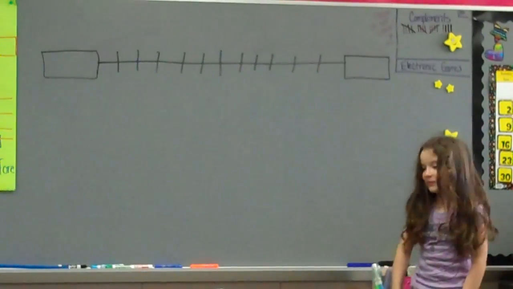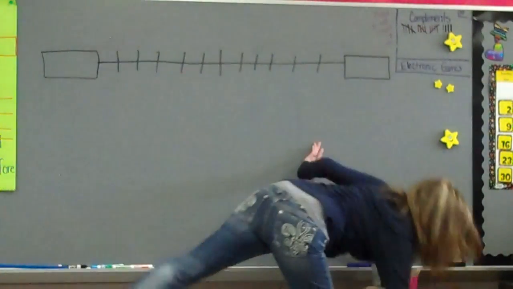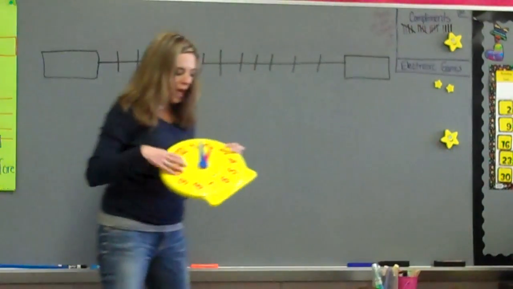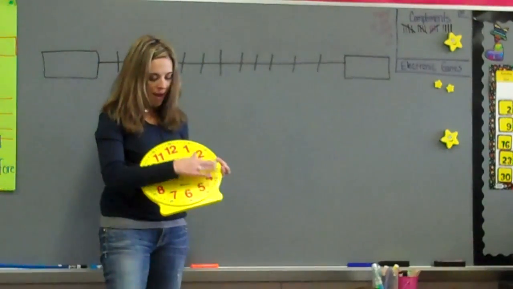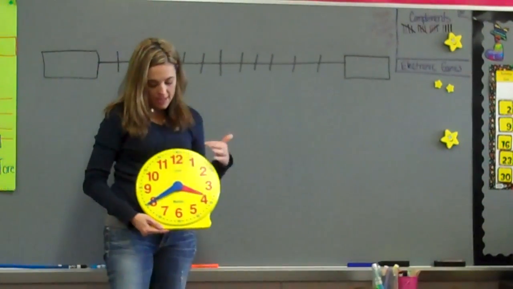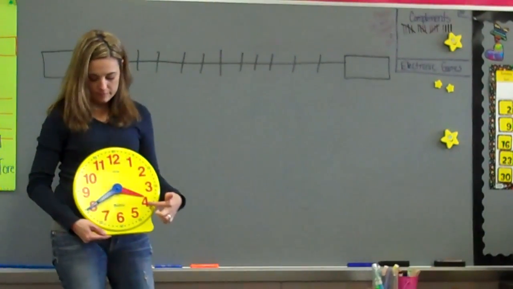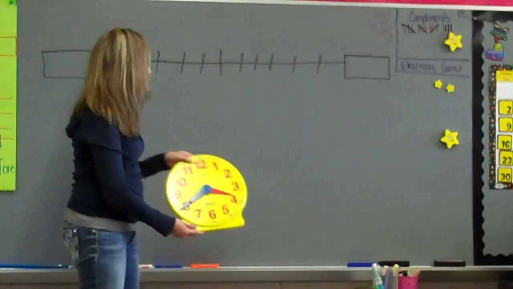Okay, today we are talking about time, writing time different ways. So, the first thing you need to do is figure out what time it is. So we need to look at the clock. What time is on the clock? Joshua. 3:40. Good job. 3:40.